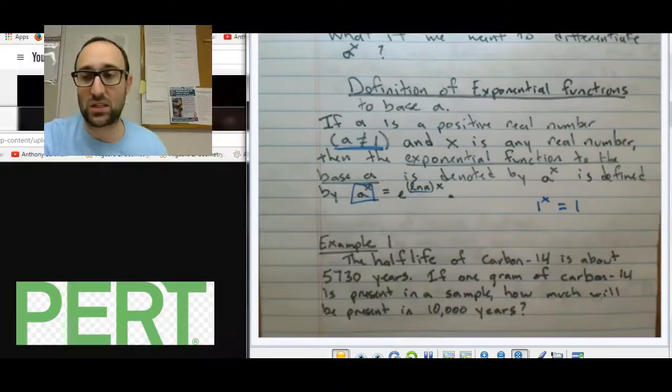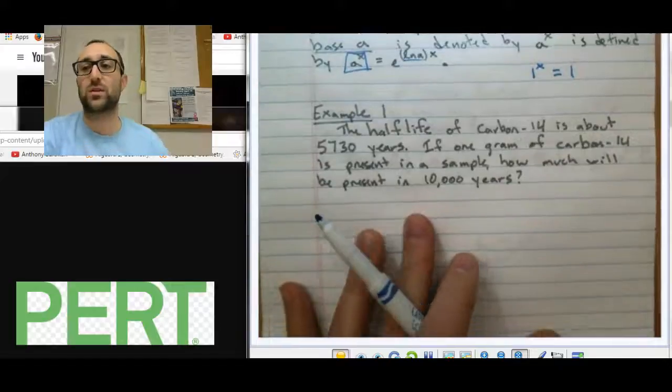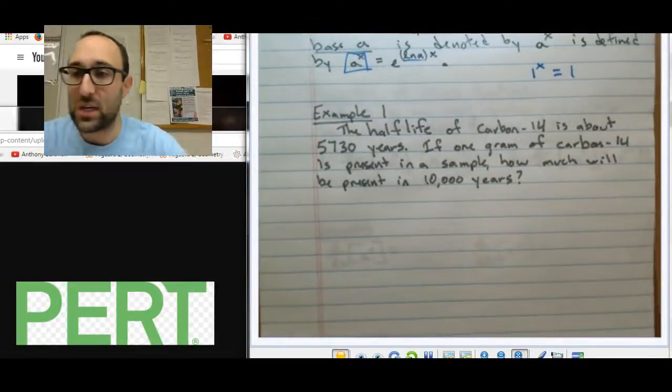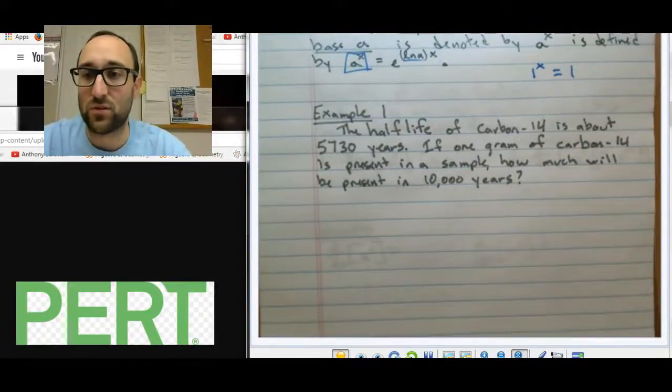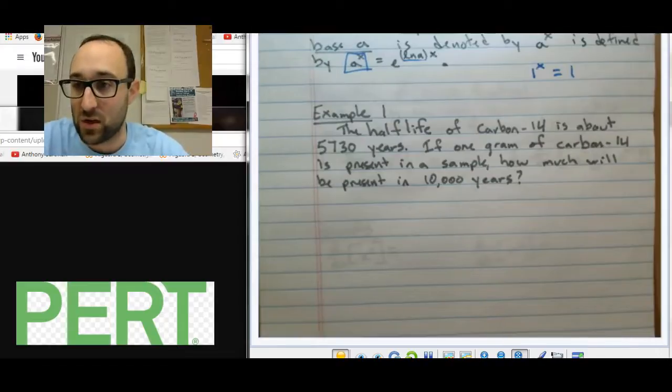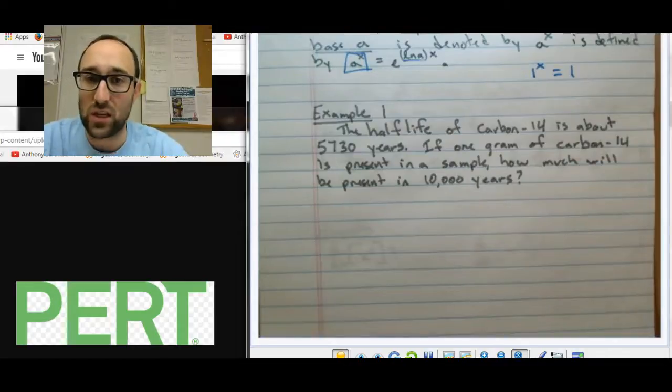Okay, so here's an example where we can maybe do some of this stuff. The half-life of carbon-14 is about 5,730 years. If 1 gram of carbon-14 is present in a sample, how much will be present in 10,000 years?